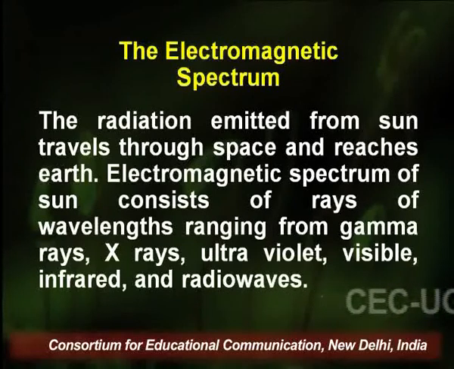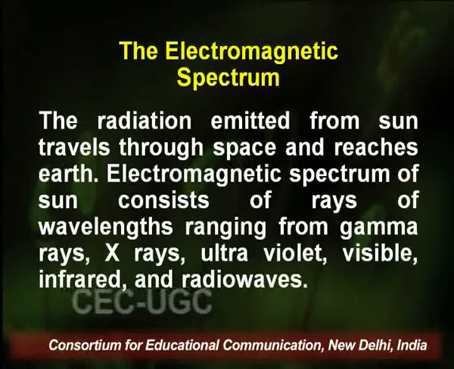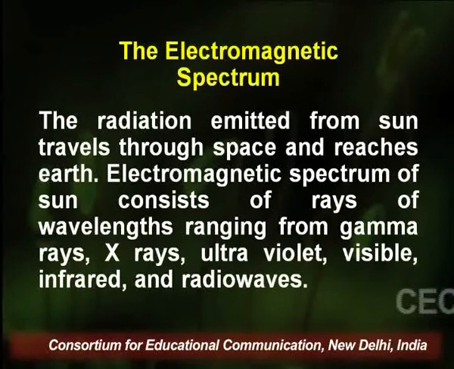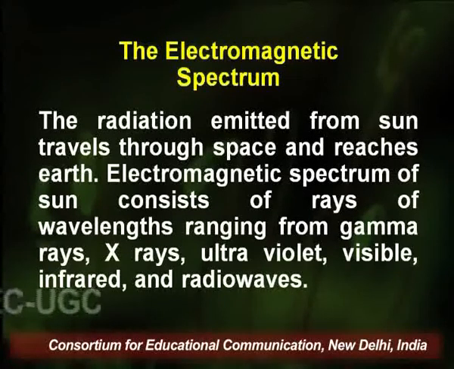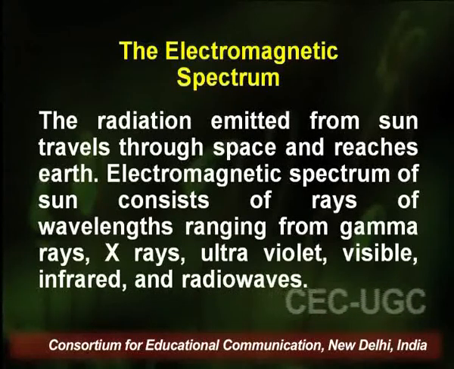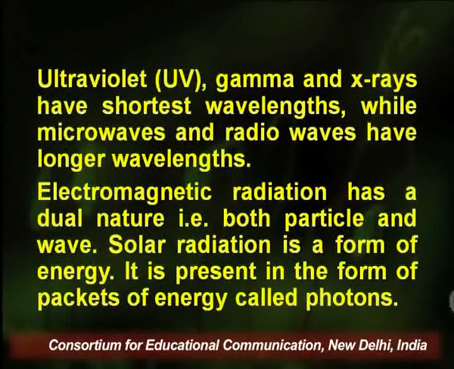The radiation which is emitted from the sun travels through space and reaches earth. The electromagnetic spectrum of sun consists of rays of wavelengths which range from gamma rays, X-rays, UV rays, visible, infrared and radio waves. Now, ultraviolet rays, gamma and X-rays have the shortest wavelengths, while the microwaves and the radio waves have longer wavelengths. Electromagnetic radiation has dual nature, that is both particle and wave.